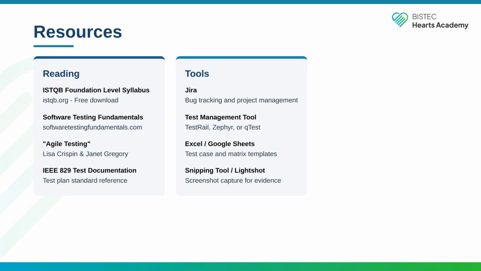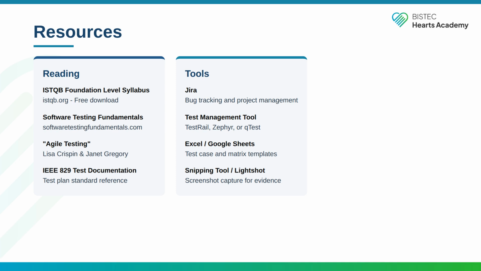Here are your essential resources to bookmark for the track. For reading, the ISTQB Foundation Level Syllabus is available for free download at ISTQB.org. This is the foundation of your professional knowledge. Software Testing Fundamentals at softwaretestingfundamentals.com is an excellent reference site with clear explanations and examples covering every technique from today. Agile Testing by Lisa Crispin and Janet Gregory is the definitive book on QA in Agile teams. The IEEE 829 standard is the test documentation reference we used for the test plan structure.